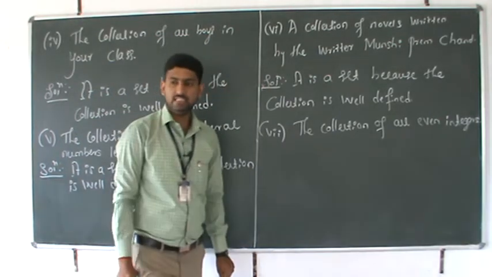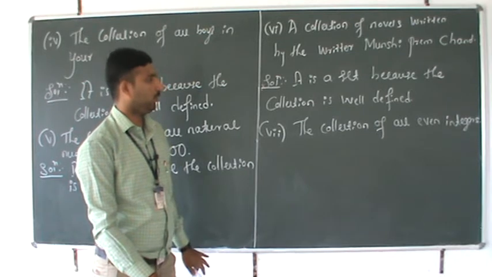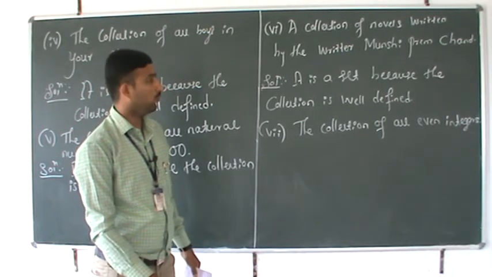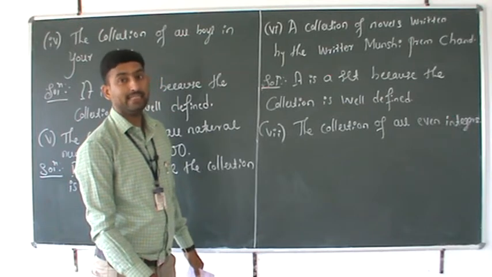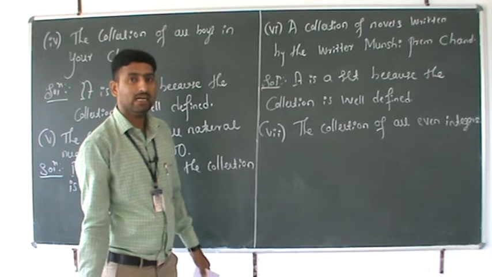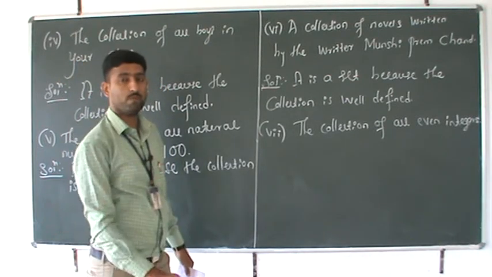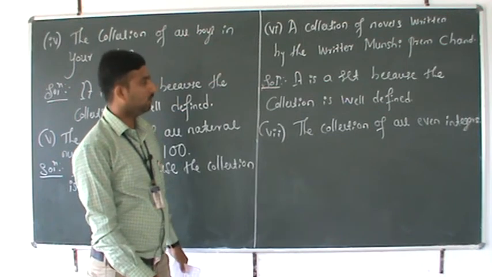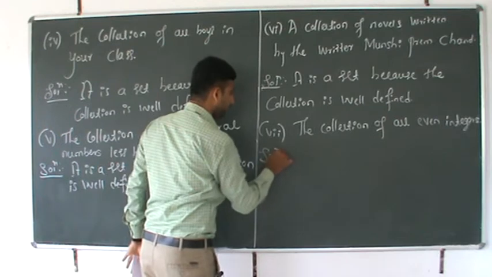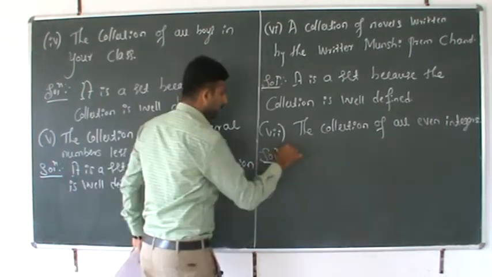What is an even integer? You may take 0 as an even number, correct? 0, 2, 4, 6, 8, 10, 12, 14. Those are all even integers, correct? Or -2, -4, -6, -8. Those are all well defined, correct? Integers are well defined. So the collection of all even integers is a set.